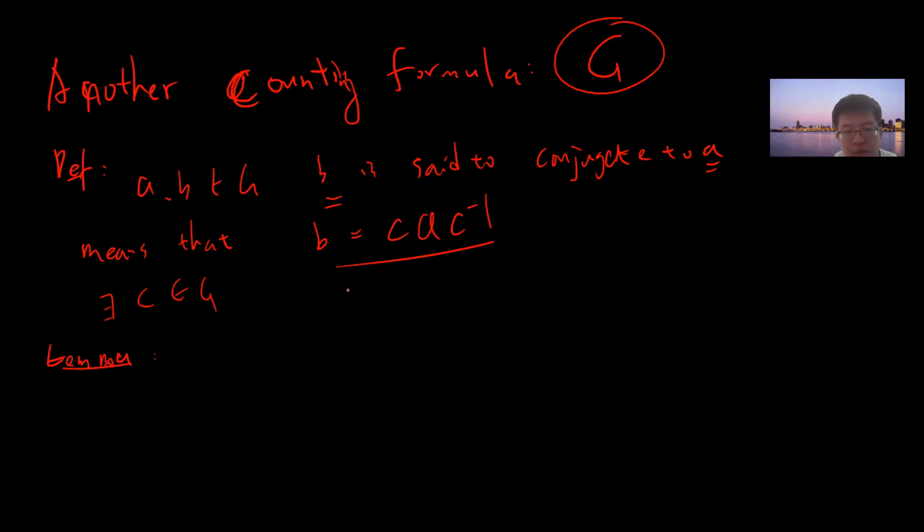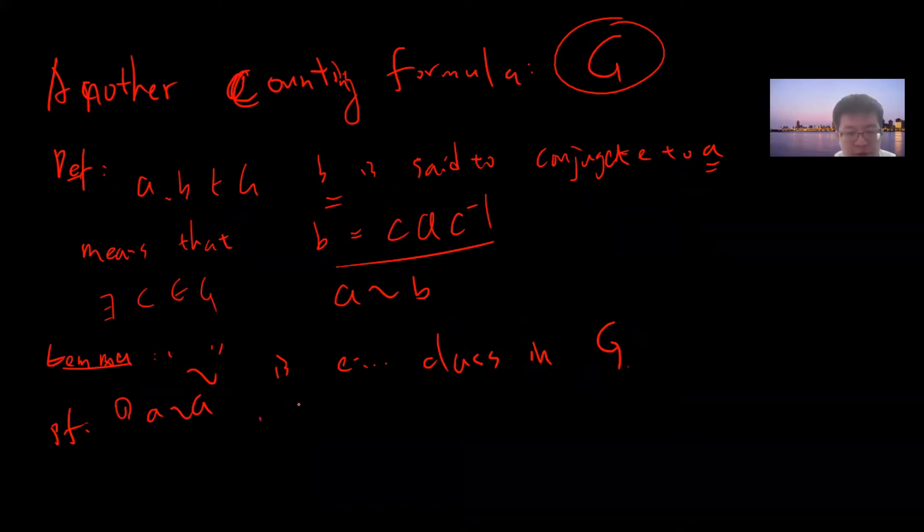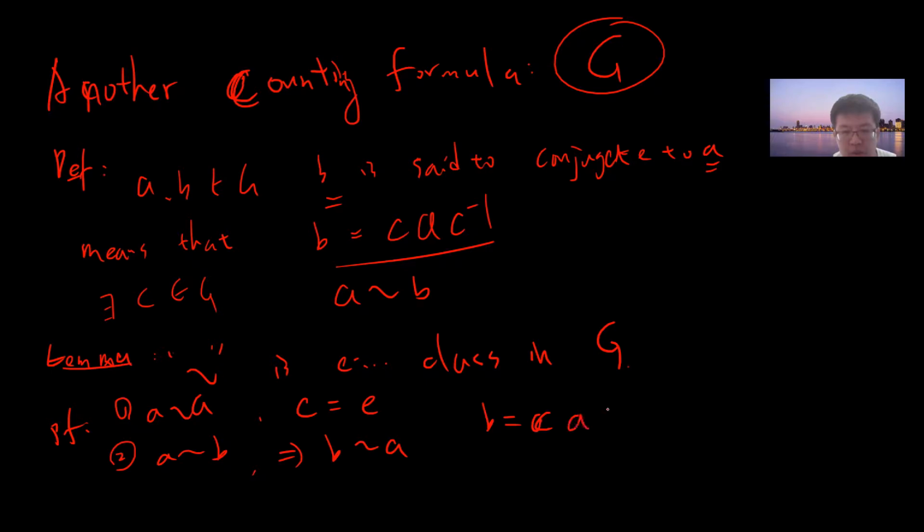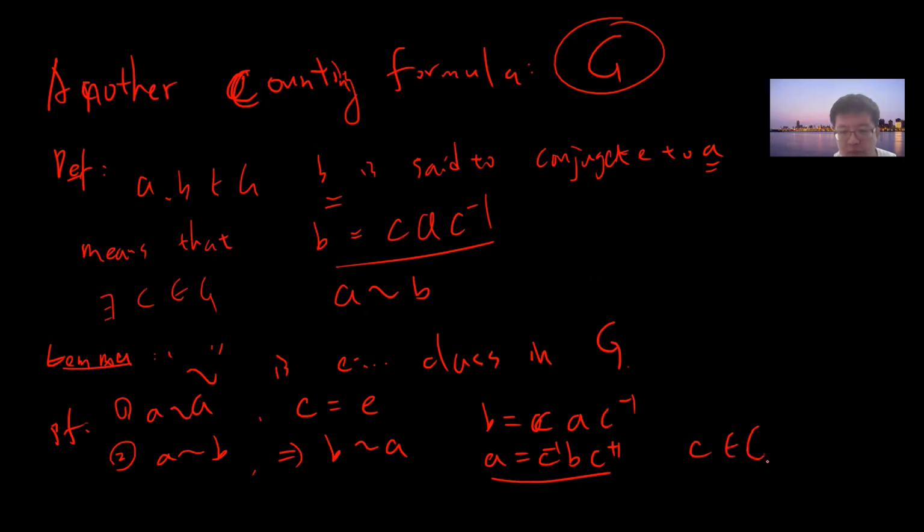Lemma. I use the notation that A is conjugate with B. Conjugacy is an equivalence relation in G. Proof. First, we need to check that A is conjugate to A. This is trivial by choosing C as the identity. Next, if A is conjugate to B, then B is conjugate to A. The reason is that B is CAC inverse, so A will be C inverse B C. Since we are in a group, C is in the group and C inverse is in the group.